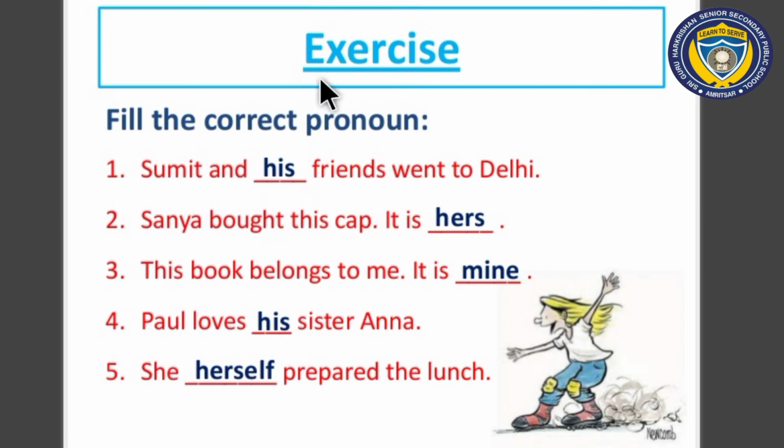Next one in the exercise, fill in the correct pronoun. Sumit and his friends went to Delhi. We use his because we are giving more information about Sumit. Sneha bought this cap, it is hers. So it shows possession of Sneha. This book belongs to me, it is mine. So mine here shows my possession of the book. Paul loves his sister Anna. So his here is used for Paul. She herself prepared the lunch. So herself here is the emphatic pronoun because it gives more information about she.